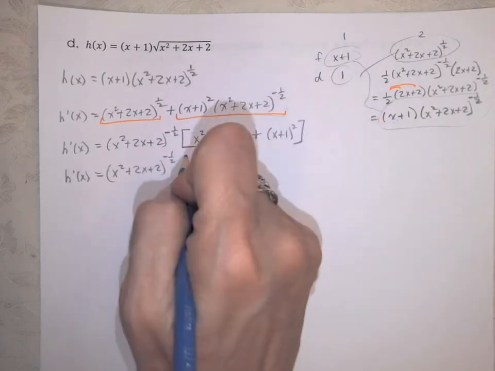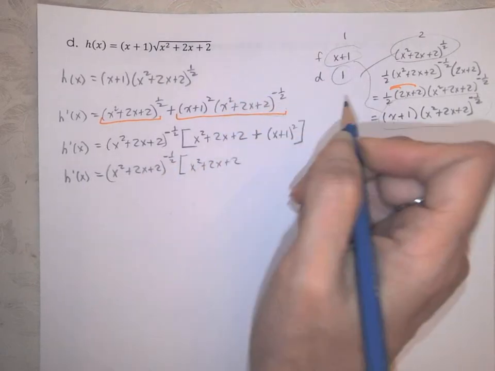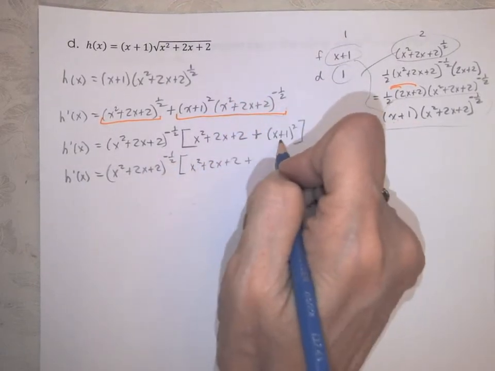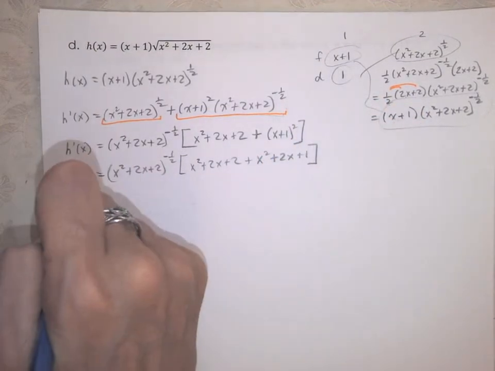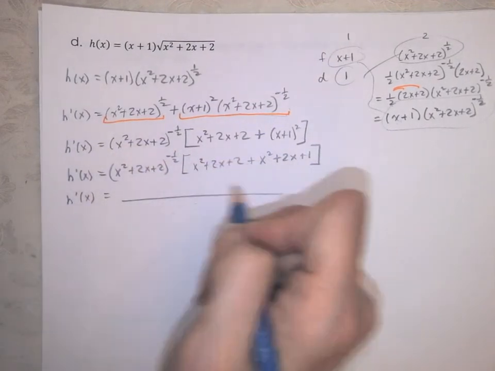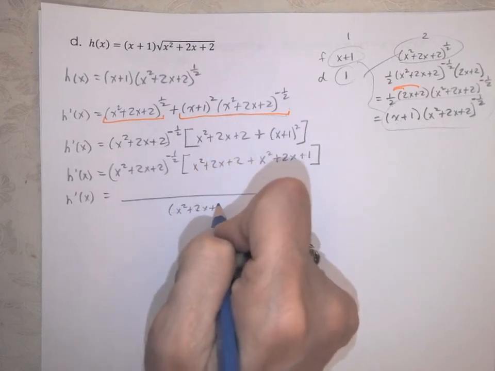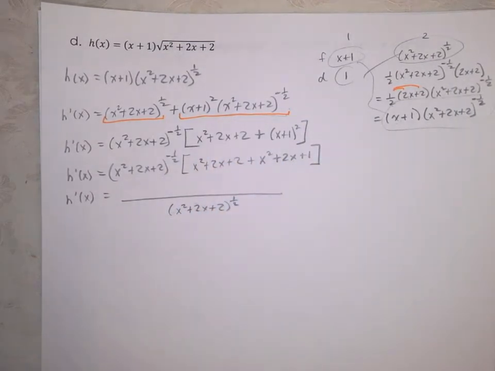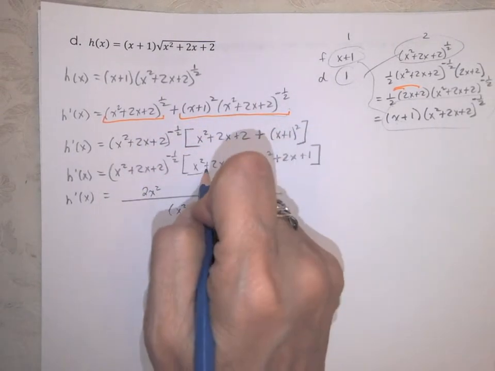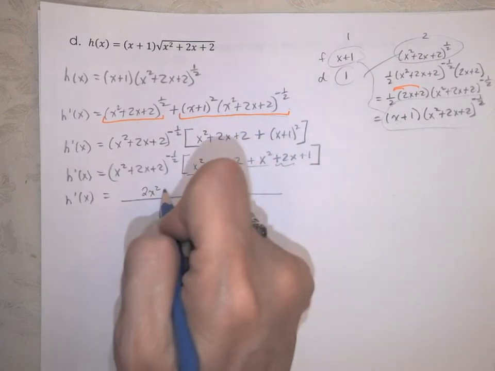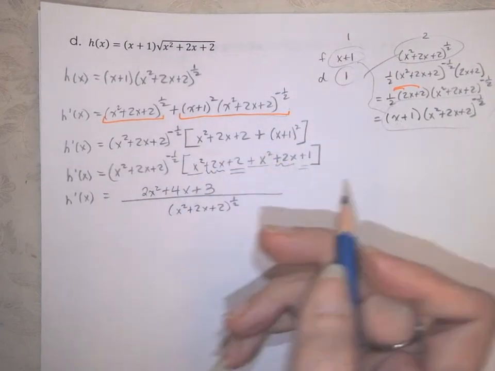And in order to do that, I'm going to have to expand and simplify the x plus 1 squared. If you can square the binomial in your head, you're going to get x squared plus 2x plus 1. I'm going to move this negative exponent to the denominator so the exponent can become positive. Collect like terms here, so x squared plus x squared is 2x squared. Positive 2x plus 2x is plus 4x. Plus 2 plus 1 is plus 3.